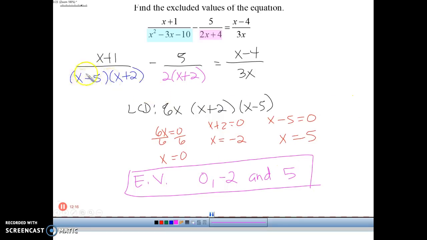And you can double check if I plug in 5. 5 minus 5 would be 0. 0 times anything would be 0. So this would give me a 0 here. And if I plug in negative 2, negative 2 plus 2 is 0. So that'll be 0 times something, which will still be 0. If I plug in negative 2 again, that would give me a 0. And then if I plug in a 0 here, 3 times 0 would be 0.